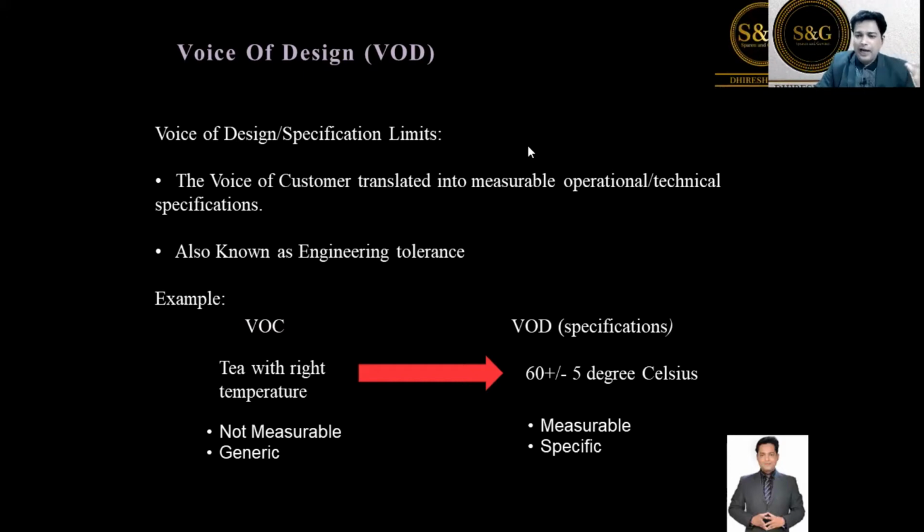Yes, you can type or you can unmute. Why do we need specification limits? What will happen if specification limits are not there?